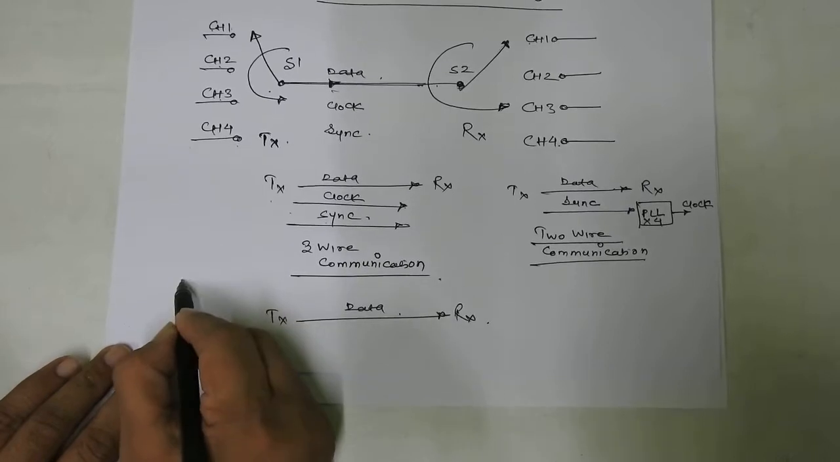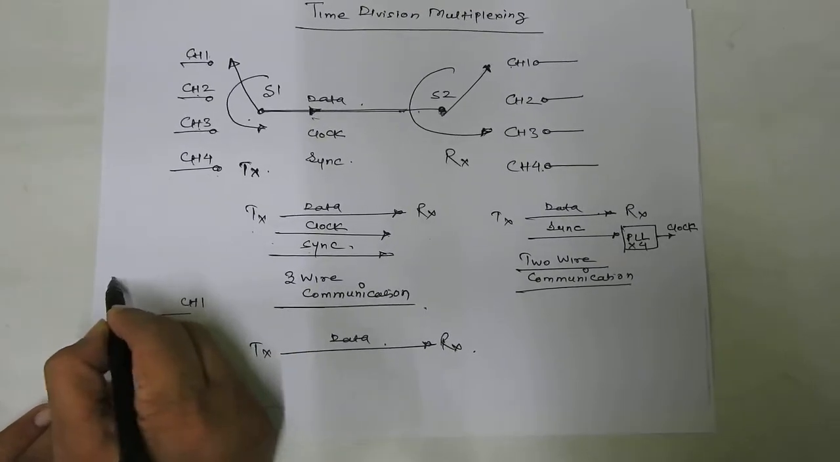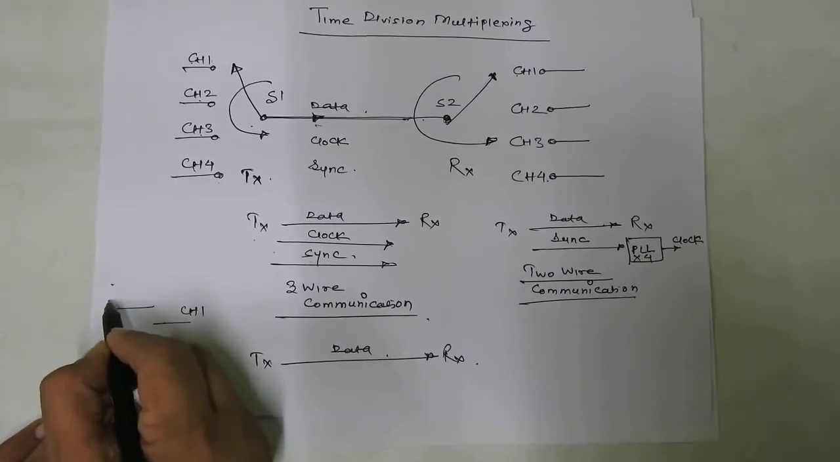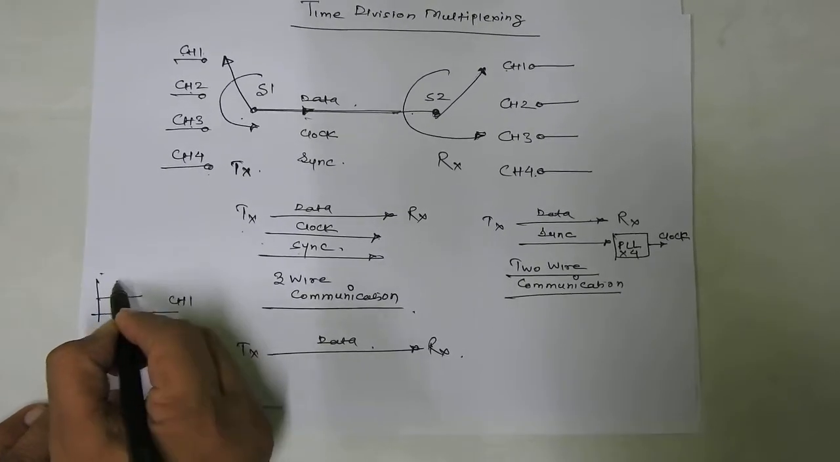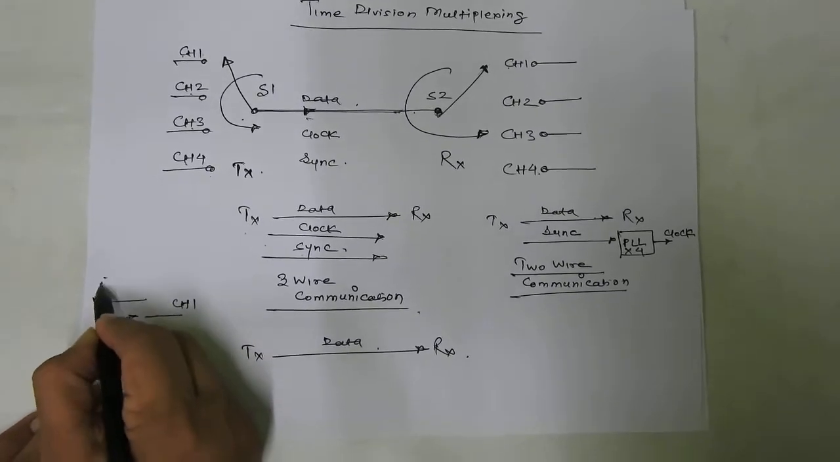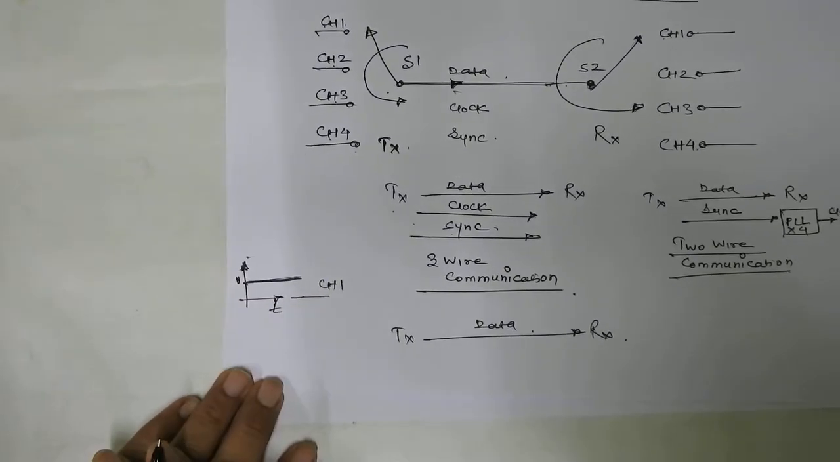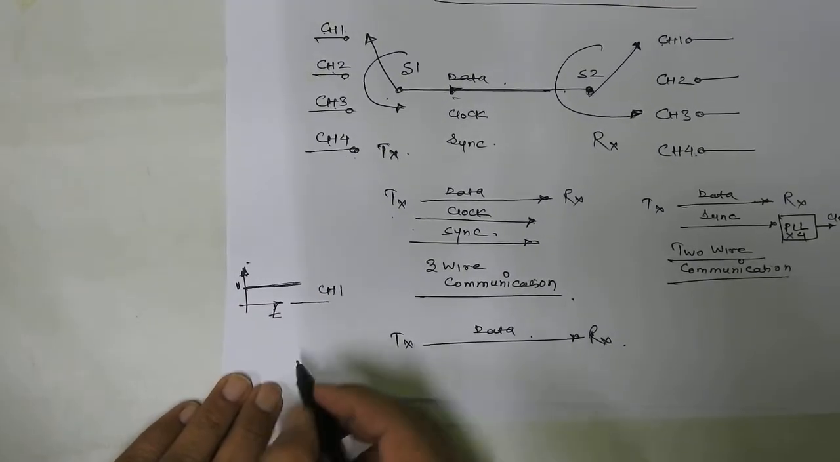In channel 1 we will give a DC signal. That means its amplitude is constant with respect to time.